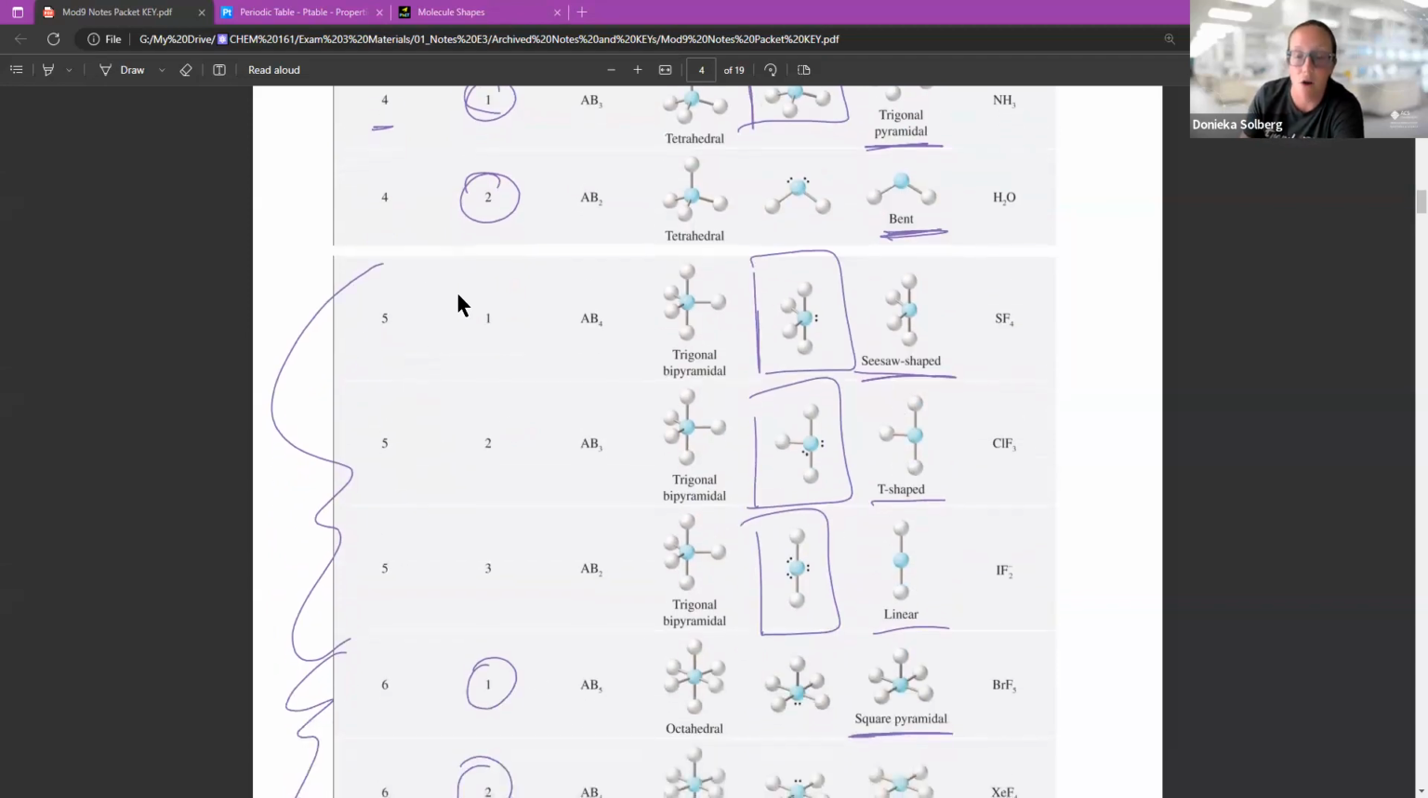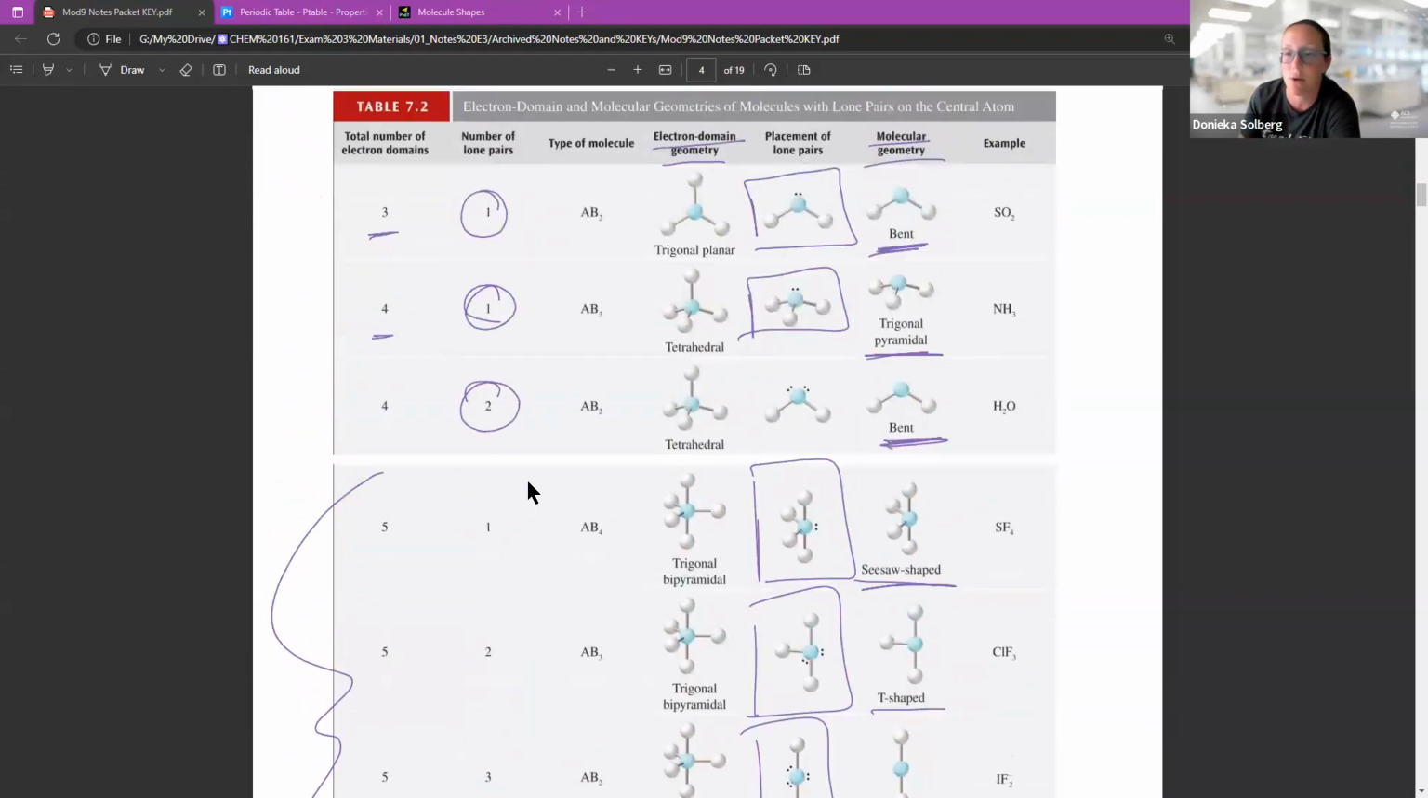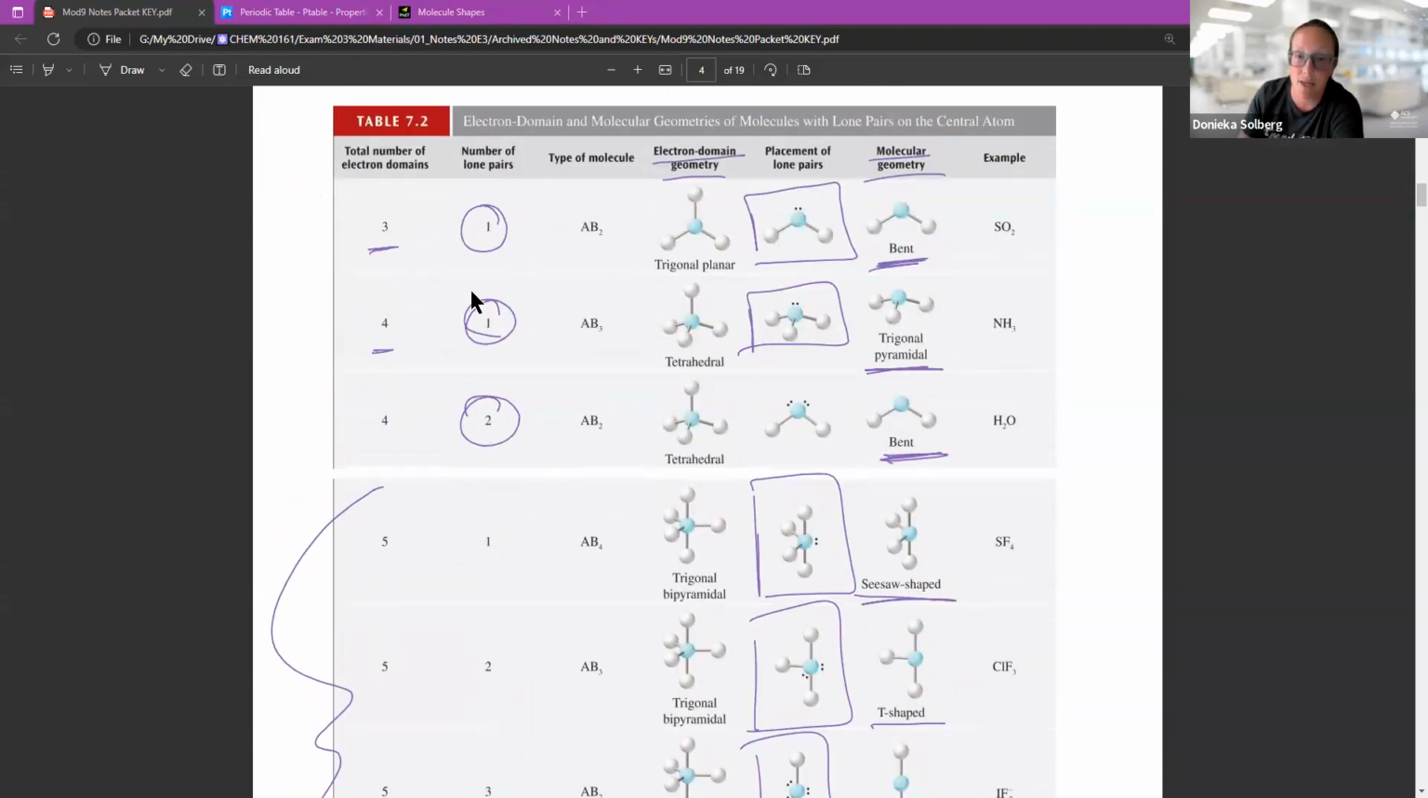If 1 is a lone pair, 2 is a lone pair, 3 is a lone pair, and for 6, you only have to know if 1 is a lone pair or 2 is a lone pair. So if you have 3 domains, one of which is a lone pair, we already looked at one of these. Its electron domain geometry is still trigonal planar. It's still got 120-degree angles. However, one of them is dots, so we can't actually see it. So it's called bent. It looks bent. And I'll give you an example over here.